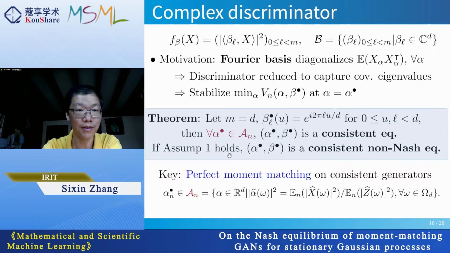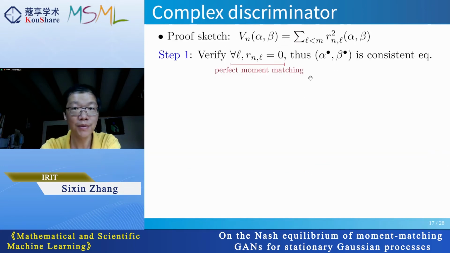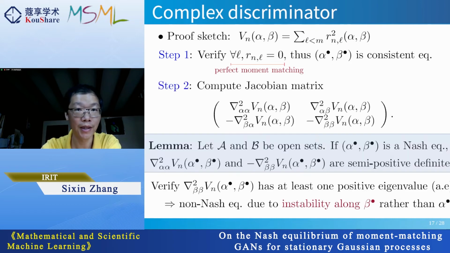And moreover, under our assumption 1 that we used before, which is technical, this is a consistent non-Nash equivalent. So it is consistent. That means it works in practice, but it's not a Nash equivalent. The proof sketch is based on the similar idea of moment matching. But here we can achieve a perfect moment matching because we only measure the diagonal terms of covariance matrices. And then we need to show that it is non-Nash by looking at the Jacobian matrix.